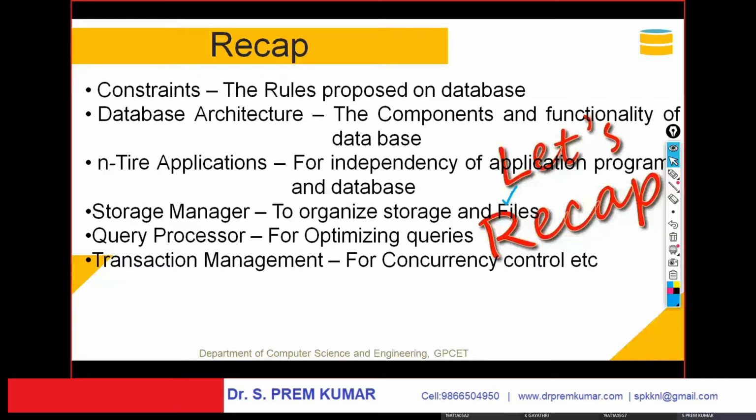In our last class, we discussed the constraints. The outcome of the last class is nothing but the constraints. We discussed domain constraints, assertions, referential integrity constraints, and of course the privileges, that is, authorizations. This is what we discussed in our last class about the constraints.